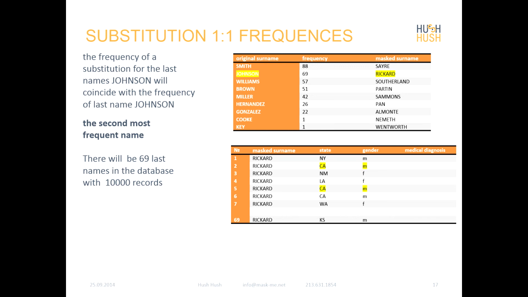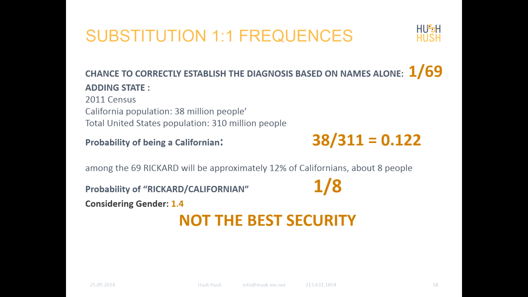And, based on the data frequency table of the above-mentioned site, it will be the second most frequent name. Obviously, this name is Rickard. The instance of this name in the database, with 10,000 data points, will be approximately 69. Your chance to correctly establish the diagnosis is then 1 in 69. Assume all diagnoses are unique.